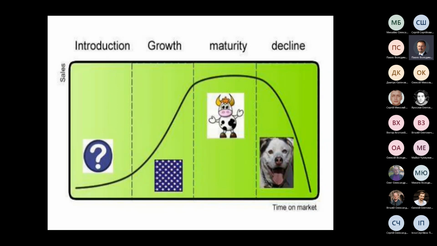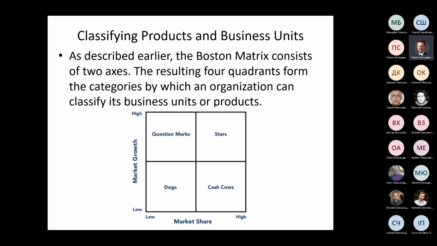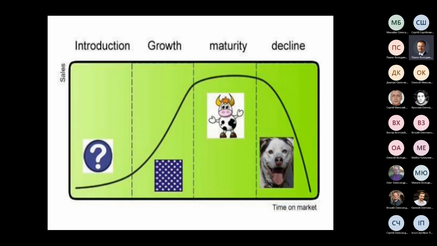And speaking a little bit forward, is it good to have all strategical business units here in stars? No. The best way for the company is that the portfolio of the strategical business units is balanced. I told you that if our strategical business unit is here, it means that the market is growing rapidly.